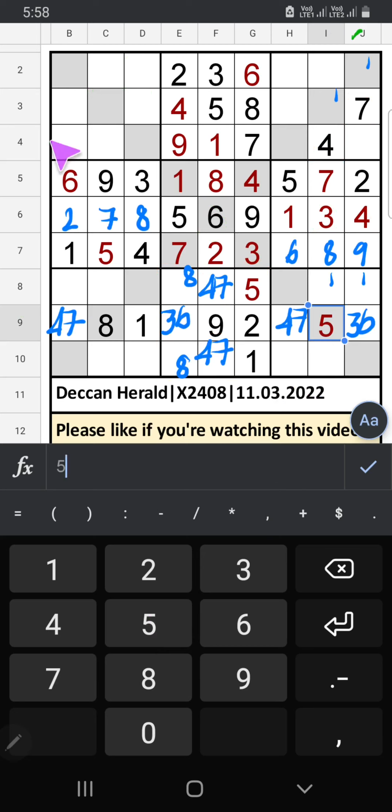Column J, 4th row and 3rd row, we have pair numbers 4 and 7. So 4 and 7 can't come in these cells. It will come in any one of the cells. We will confirm later.